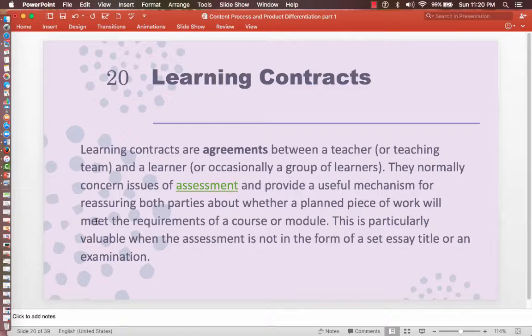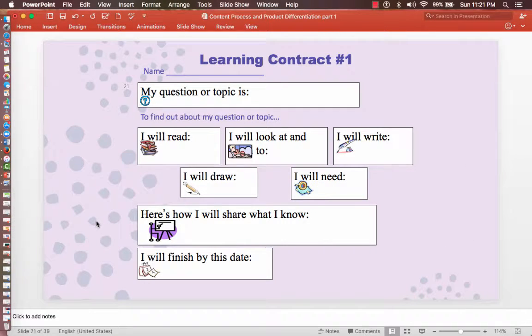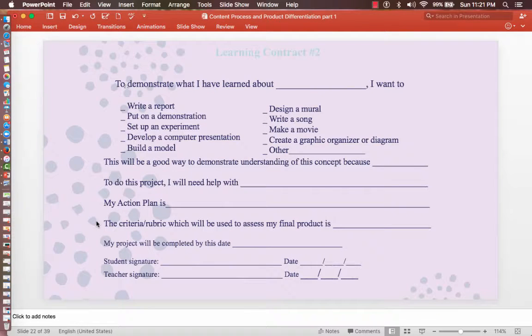And so this is really a good idea when you don't have just one type of assessment or one type of learning activity, so that you can have some different activities that students can learn from. You might want to have a learning contract. And I've got some examples here. So this one you might use for elementary or early elementary. And this one might be more appropriate for middle school or high school or later elementary. To demonstrate what I've learned about, I want to, and they're going to give you basically a short proposal of how they're going to assess themselves.